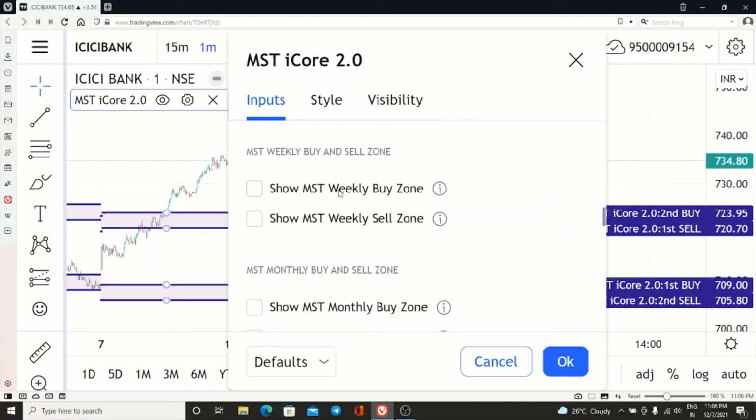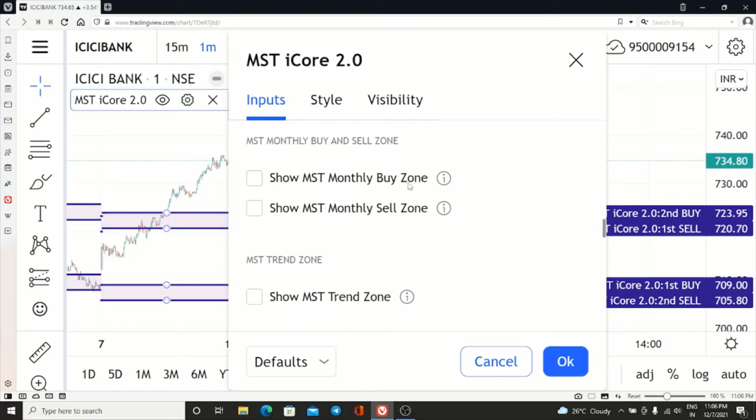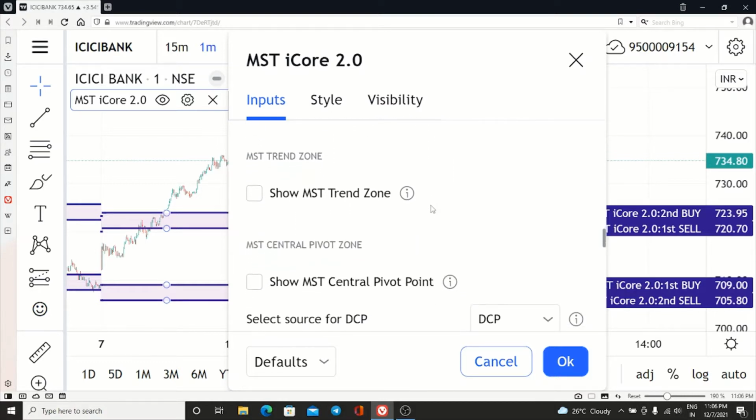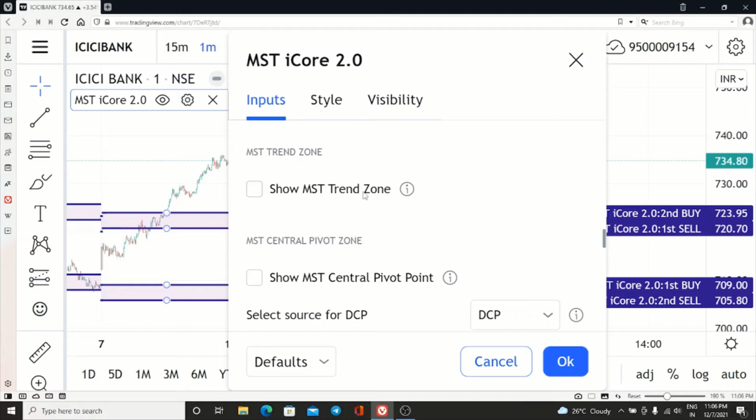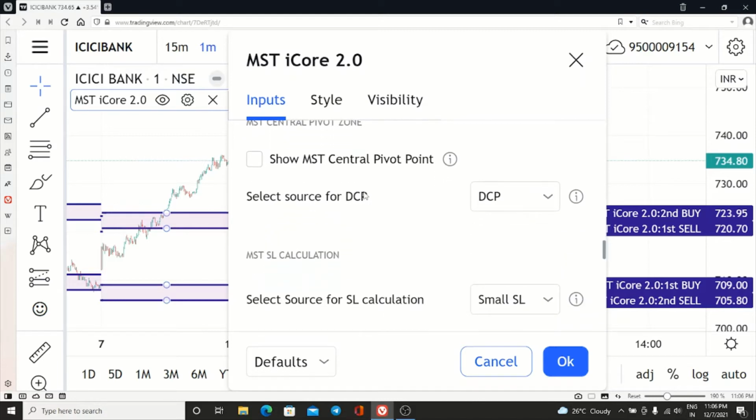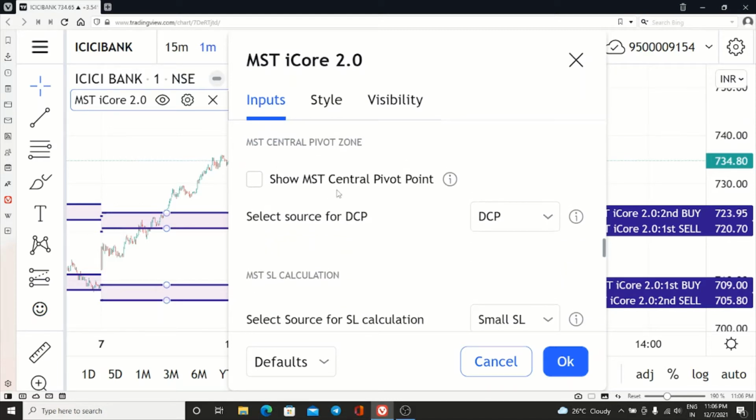So here we can see weekly buy zone and weekly sell zone. Then monthly buy zone and monthly sell zone. Next we have MST trend zone. It will tell you the trend of the market in a higher time frame. Next we have MST central pivot zone.